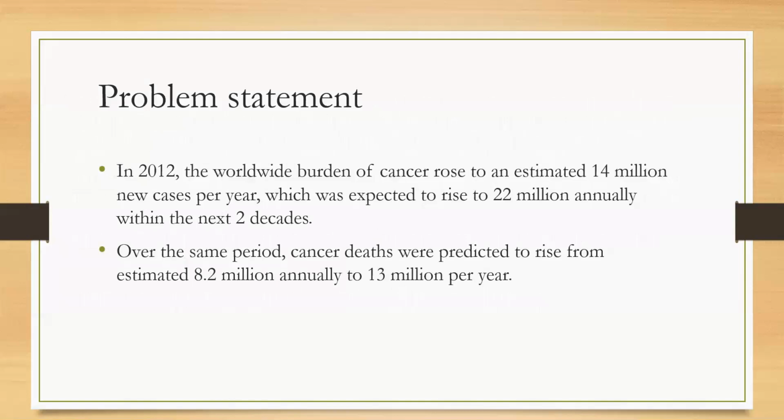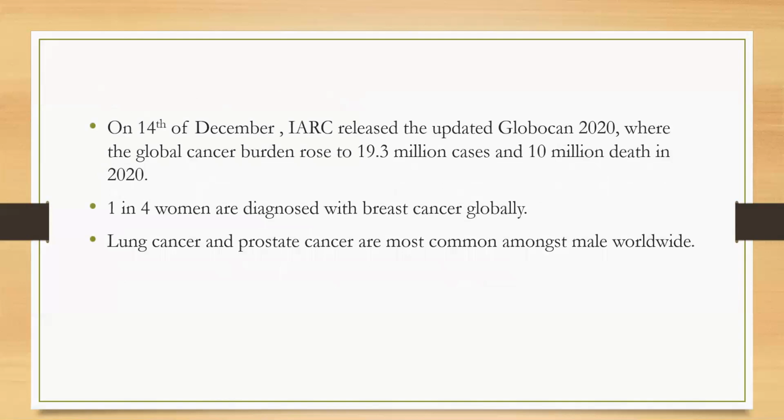Coming to the problem statement, I'll just be stating the statistics from 2012 and last year, 2020. In 2012, the worldwide cancer burden rose to an estimated 14 million new cases per year, which was then expected to rise to 22 million annually within two decades. At the same time, death rates were predicted to rise from 8.2 million annually to 13 million per year. That was in the year 2012.